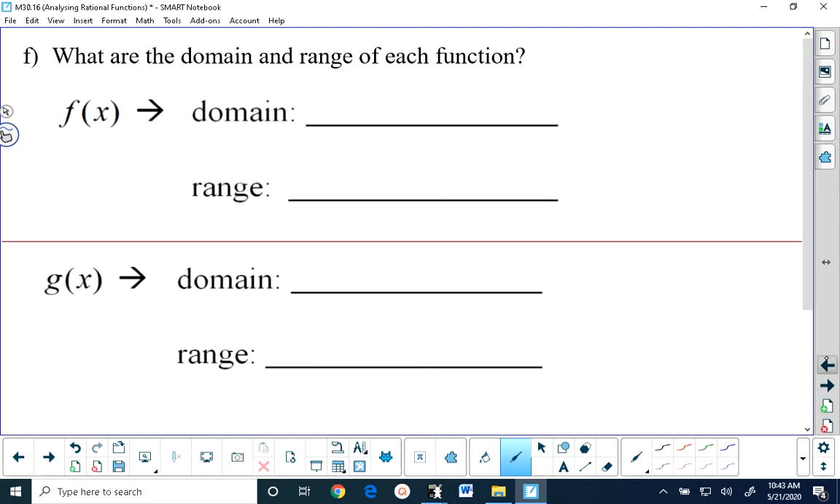Okay, what are the domain and range? Well, the domain of each function is that x cannot be equal to 2.